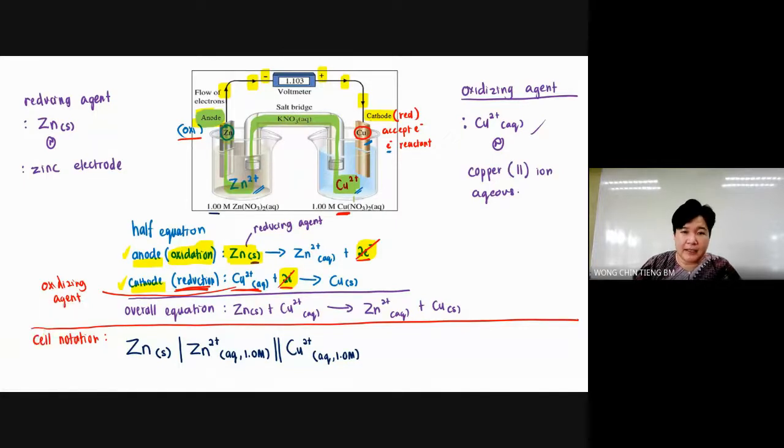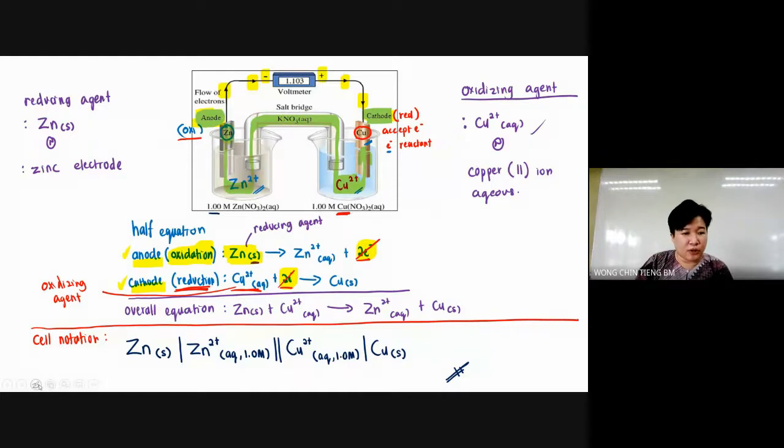Okay. And then kita bergerak lagi. So daripada salt bridge turun jumpa electrolyte, kita akan naik jumpa apa? Kita akan jumpa electrode untuk cathode. So turun, double slash pula, single slash, sorry. Kita akan turun dan kita jumpa copper solid. Okay, and that is our cell notation.